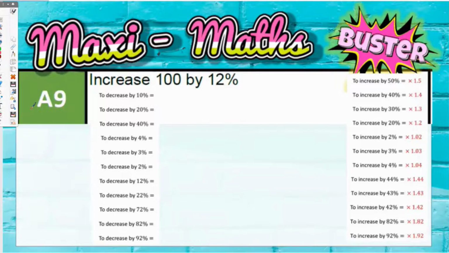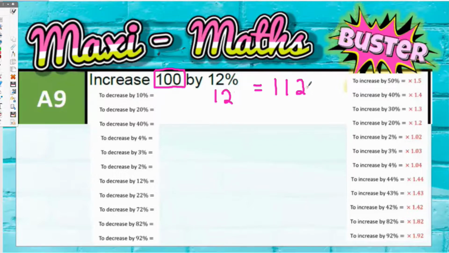Question 9, increase 100 by 12%. Now, there's two ways of looking at this. You could think, well, this is easy, I'll just do it in my head, but it's only easy because it's an easy number of 100 that we've been given in the first place. So 12% of 100 is just 12. So basically, you are increasing 100 by 12. So increase 100 by 12, your final answer would be 112.